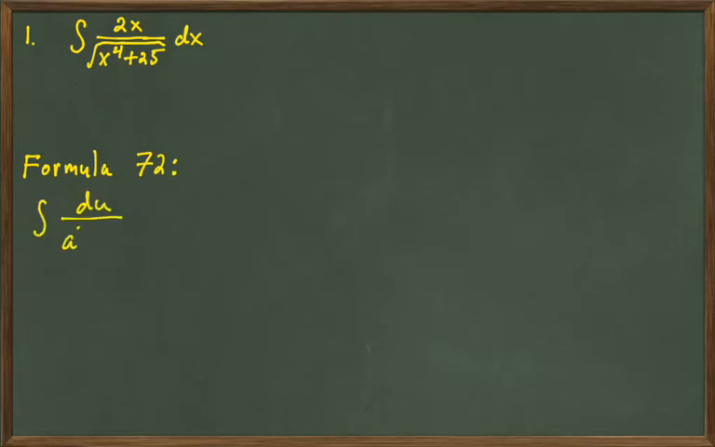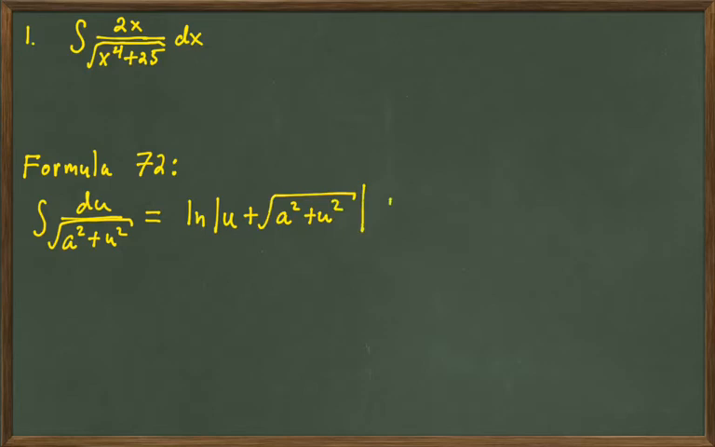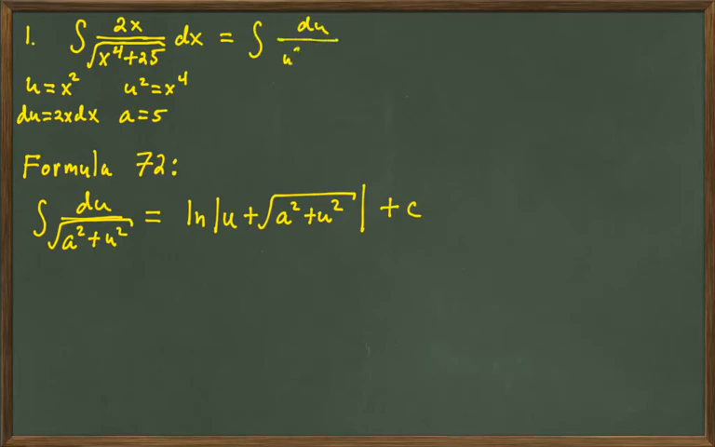72, which states that the integral of du over the square root of a squared plus u squared is equal to the natural log of the absolute value of u plus the square root of a squared plus u squared, plus c. To see if this will fit, u would have to be x squared, du would be 2x dx, u squared would be x squared squared, which is x to the fourth, and a would need to be 5. So 2x dx is du, x to the fourth is u squared, a squared is 25, so this looks like a good match.